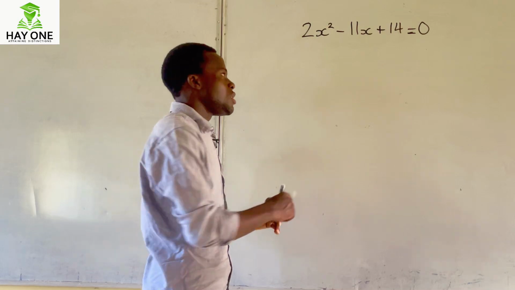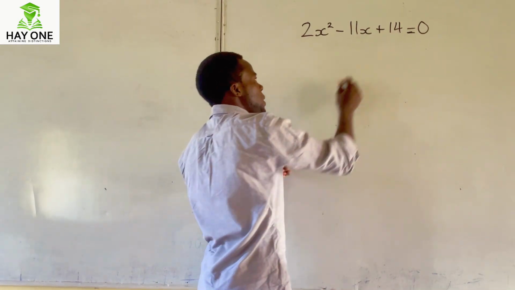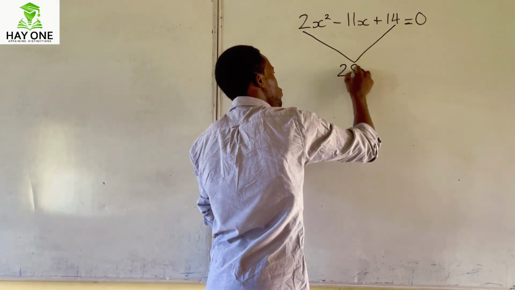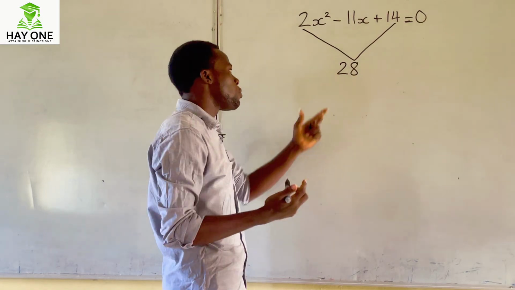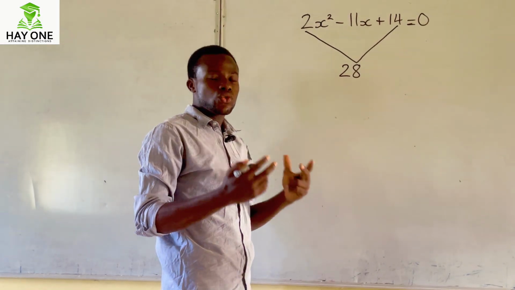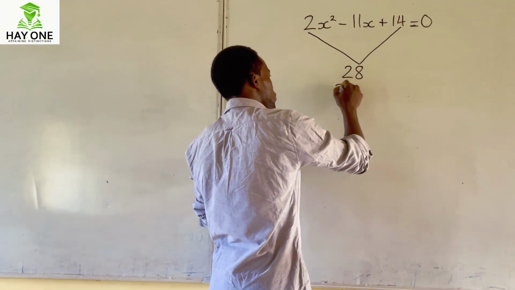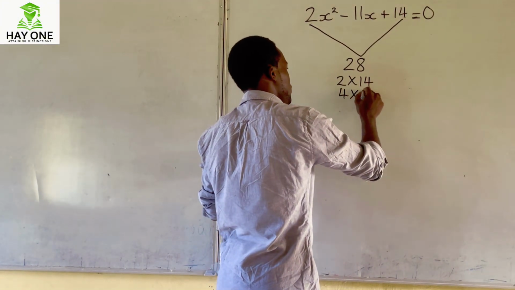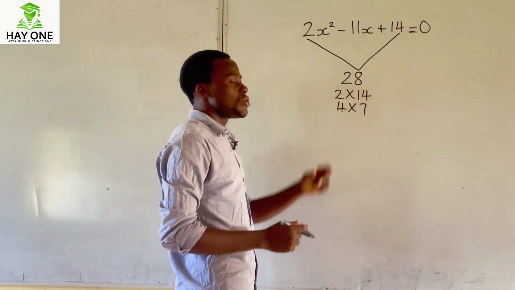The first thing is you multiply your constant with the coefficient of x squared. So you multiply 14 with 2. When you multiply this, you have 28. Then you will now fish out two factors that you multiply together to get 28. So we have 2 times 14, then we have 4 times 7. These are the two pairs of numbers that will give us 28.